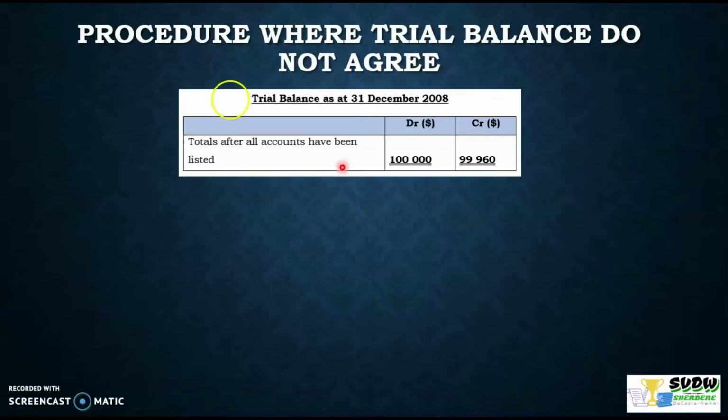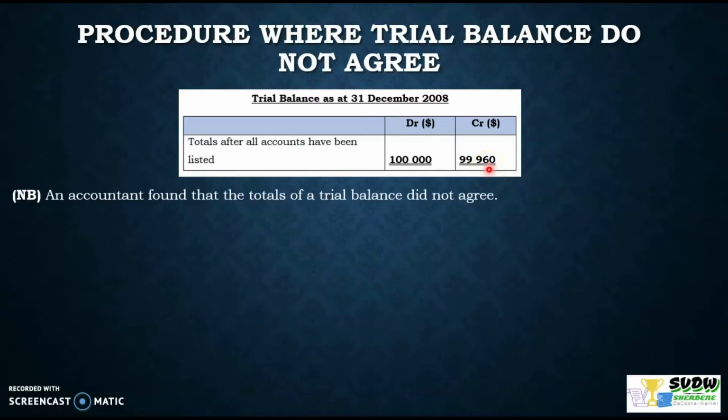So let us look at the procedure where trial balance do not agree. If you look at this account, you will recognize that after all of the accounts have been entered, the total is different. So the debit side is 100,000 and the credit side is 99,960. Therefore, it does not agree. So the accountant found that the total of the trial balance do not agree.